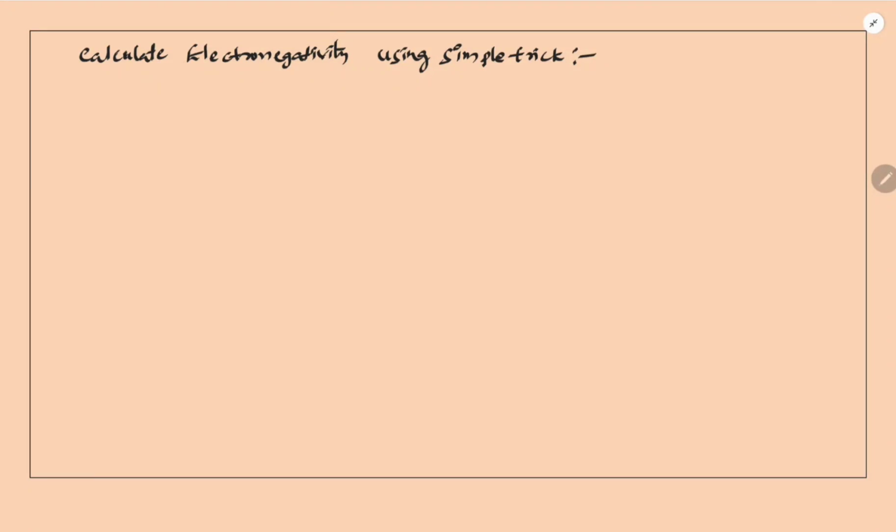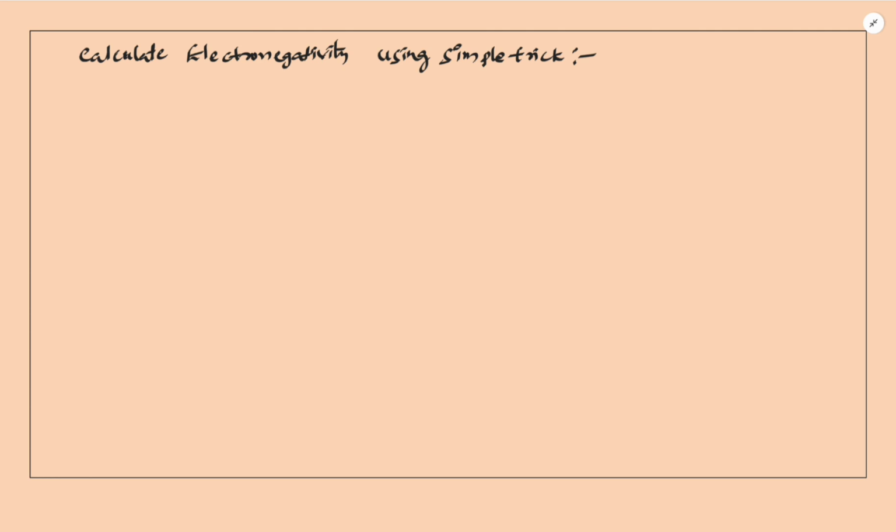Hello everyone, today we will discuss how to calculate electronegativity by using a simple trick. At the end of the lecture, I will teach something very special: the difference between electronegativity and dipole moment. Many students do not know this and they misunderstand them. Now, what about the electronegativity series in the periodic table?